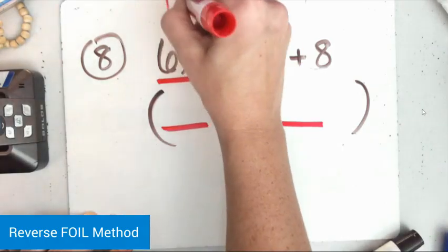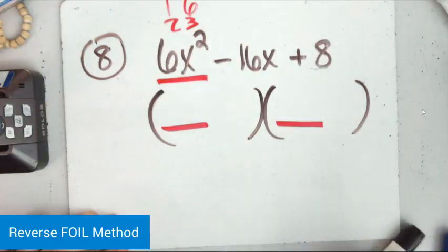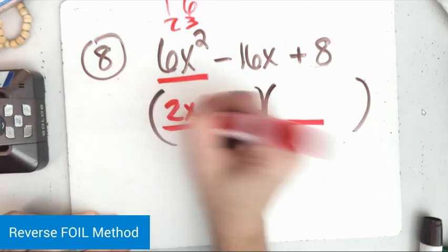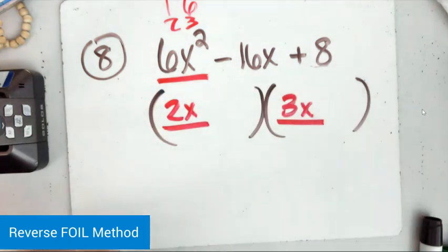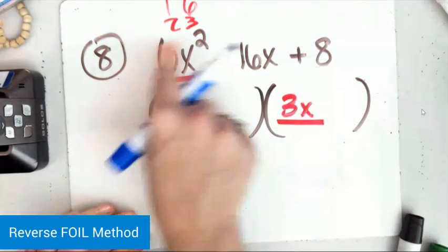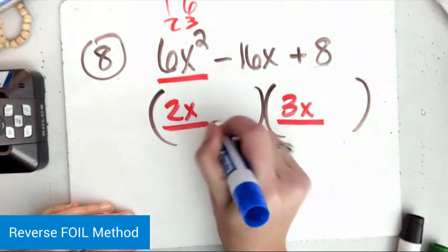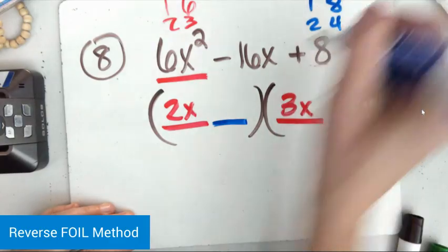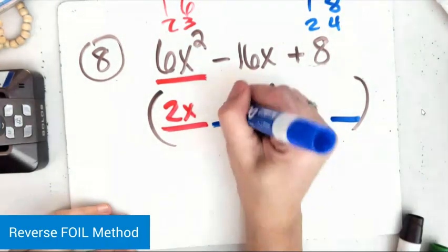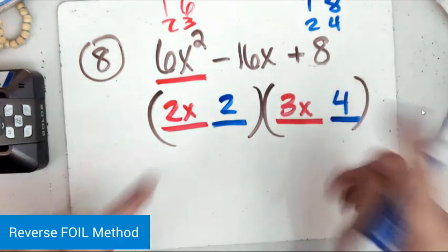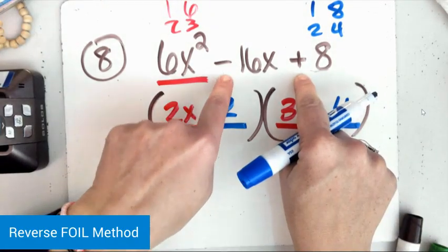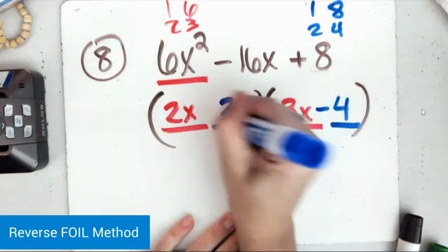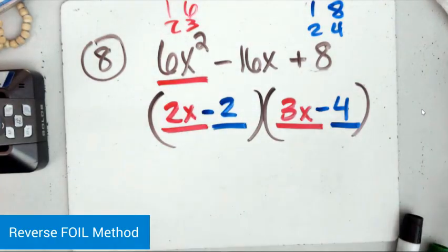What do you want to try? We got 1 and 6 and 2 and 3. I would do that. Like if I didn't already know the answer, I would do that because they're closer together. And then 8, 1 and 8, 2 and 4. I would try 2 and 4 as well. And again, product is positive, combined to be negative. They both have to be negative. Let's see if it works.